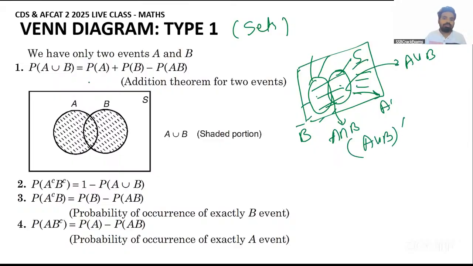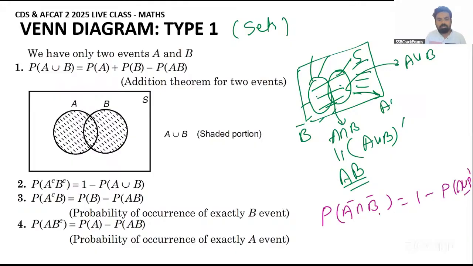So these are some definitions, and A intersection B is also written as AB. This is something that you should know. These are some formulas you can remember. The probability of A complement intersection B complement is equal to 1 minus the probability of A union B. Similarly, the probability of A complement intersection B is the probability of B minus the probability of A intersection B. The probability of A intersection B complement is the probability of A minus the probability of A intersection B.